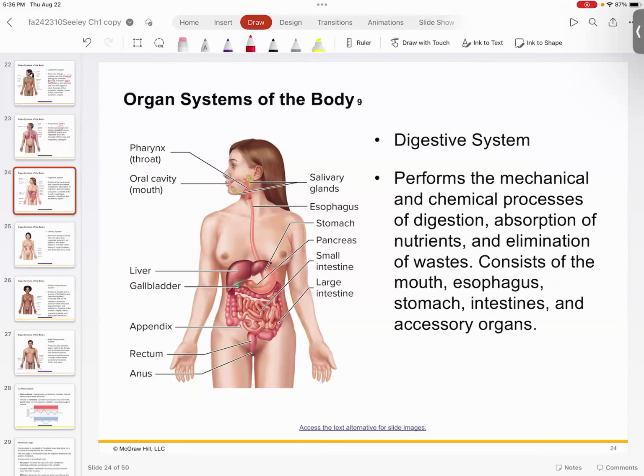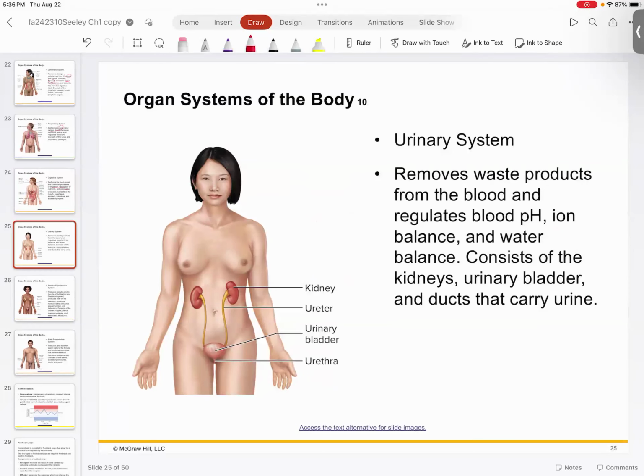Digestive system basically is associated with digestion, absorption, and elimination of nutrients. And so that's kind of the digestive system in a nutshell.